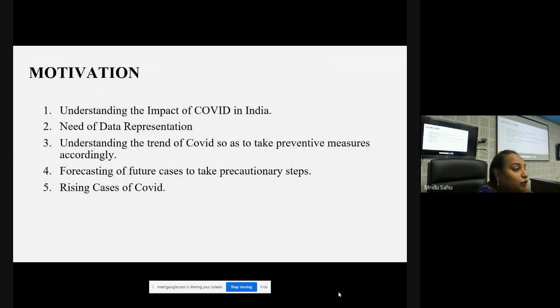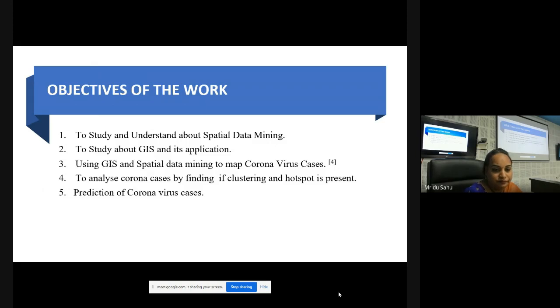Why were we motivated to do this? Understanding the impact of COVID in India. We have done this study as geographical information, because the COVID disease is spreading, but we worked as an Earth positioning system. That's the GIS location-based monitoring we have done. So there is a need for data representation and understanding the trend of COVID, so as to take prevention measures accordingly, and forecasting of future cases given the rising cases in India.